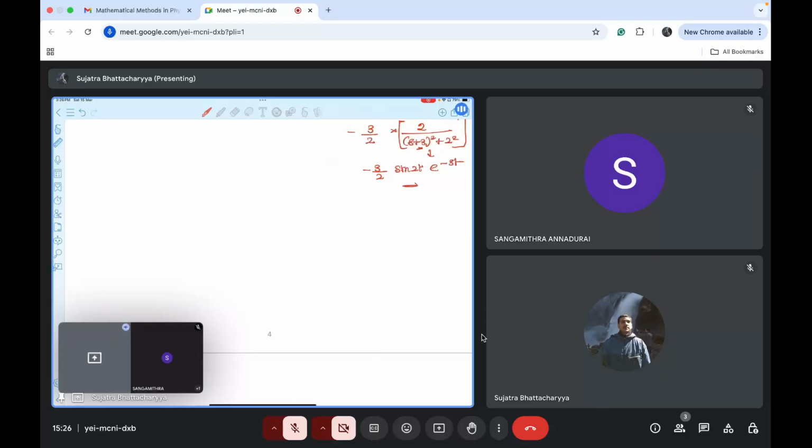Fine. What else you can do? Okay. There is another property, the fourth one, that you take the inverse Laplace transform in, suppose, Laplace transform of the derivative.